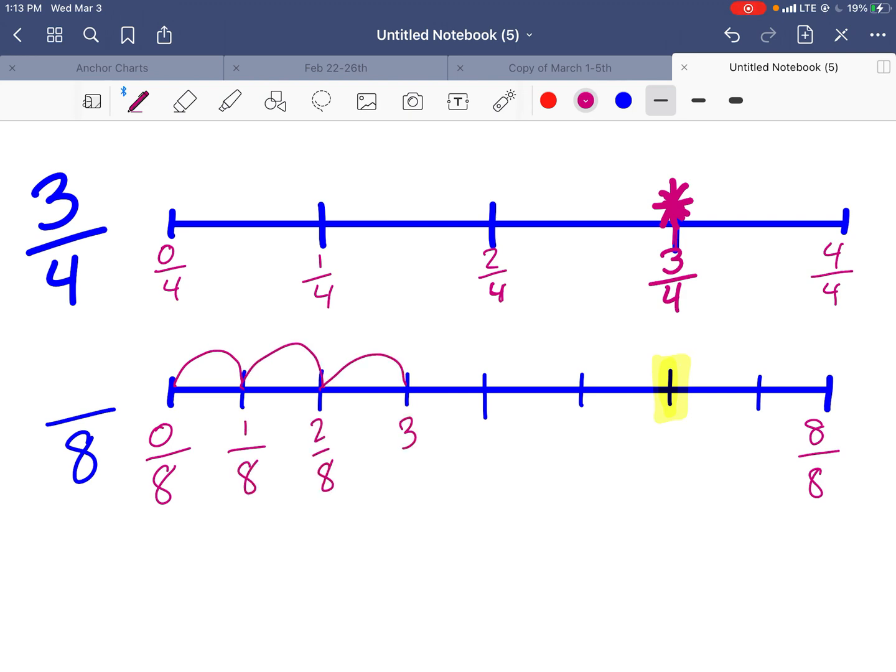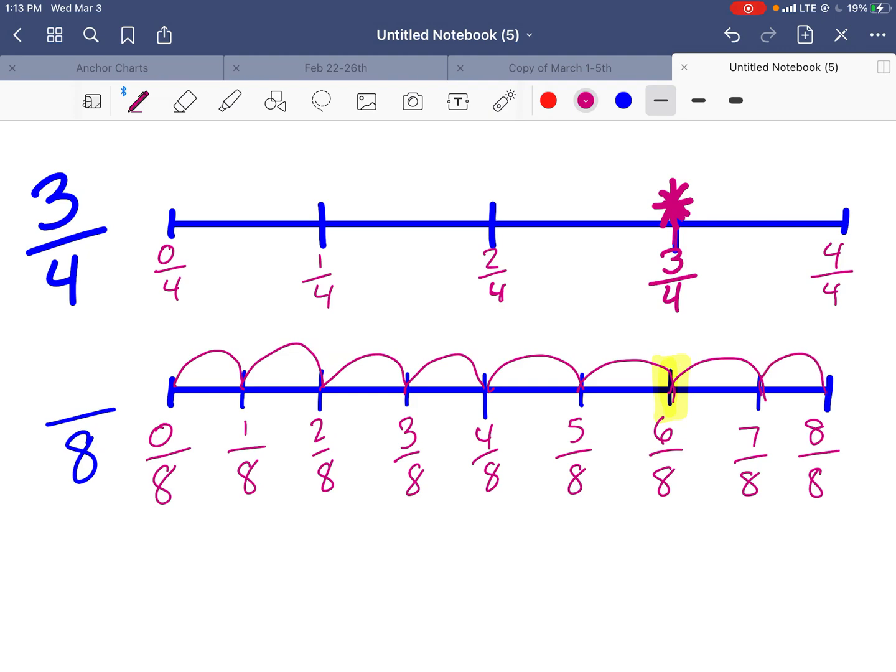If I keep counting, this is 1/8, 2/8, 3/8, 4/8, 5/8, 6/8, 7/8, and then 8/8 would be the last one. So what fraction is right here? What fraction am I looking at? 6/8. 6/8 is equivalent to 3/4. 3/4 is equal to 6/8.